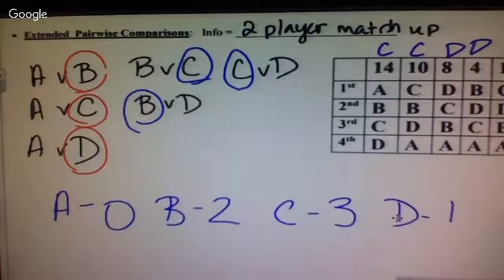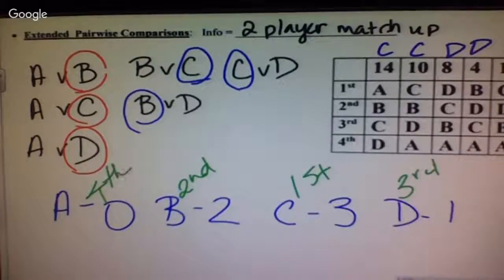Calculator down. Okay. So that's going to put C in first. And also Condorcet. That one. Third, and fourth. And yes, Kimberly just said that makes C your Condorcet candidate. Remember, in order to be a Condorcet candidate, you have to win every matchup you're in. So if I have 4 players, that means I have to beat 3 people. C has 3 points, which also makes them the Condorcet candidate. Okay. Questions?